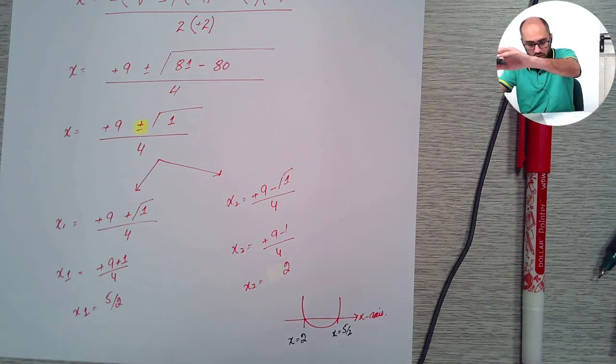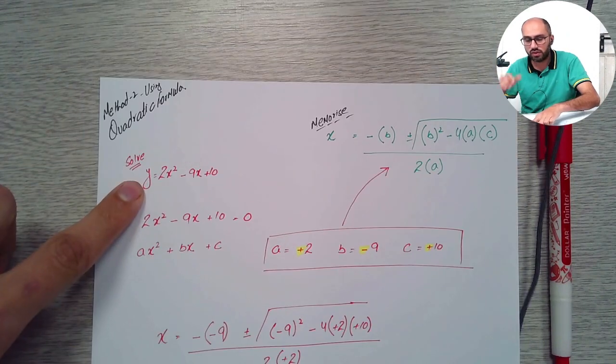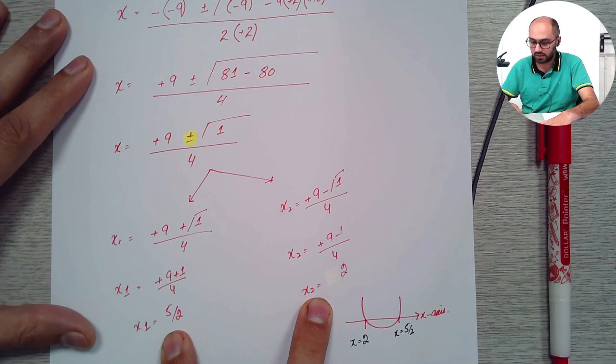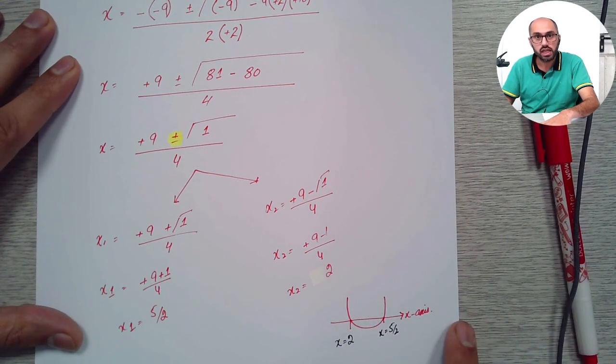So you can see now, last time we did the same question using factorization method and we had exactly the same two values for the x's. And our graph had the same shape as well.